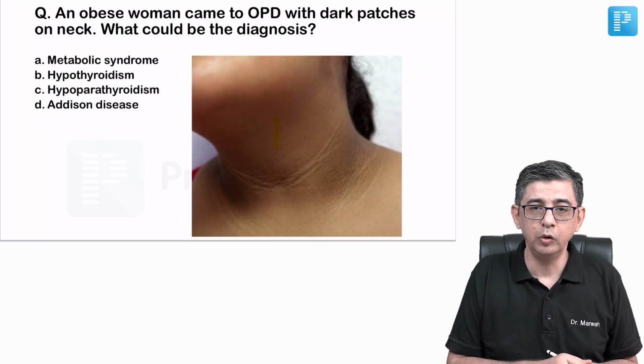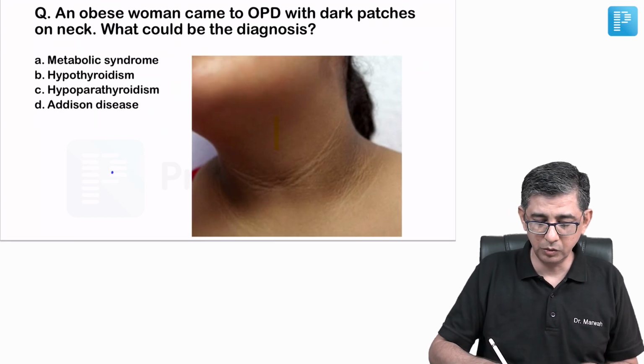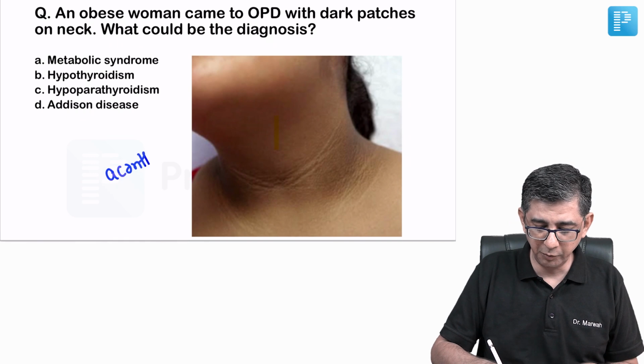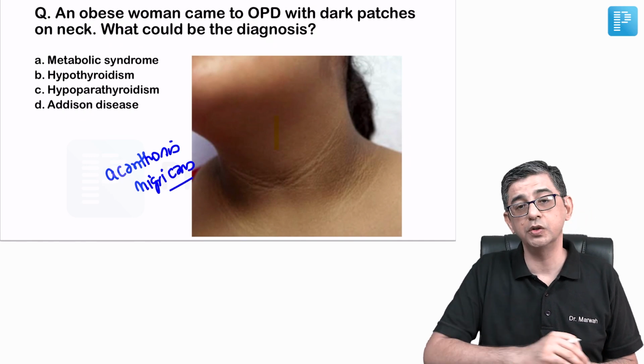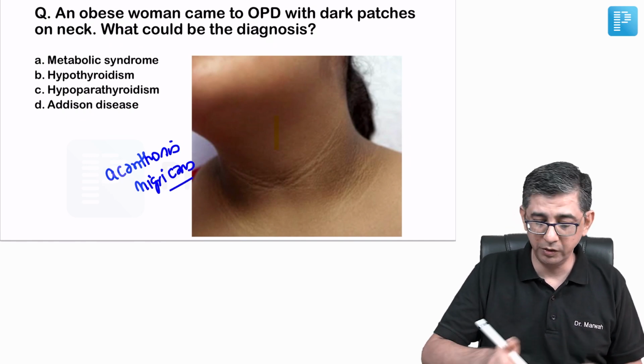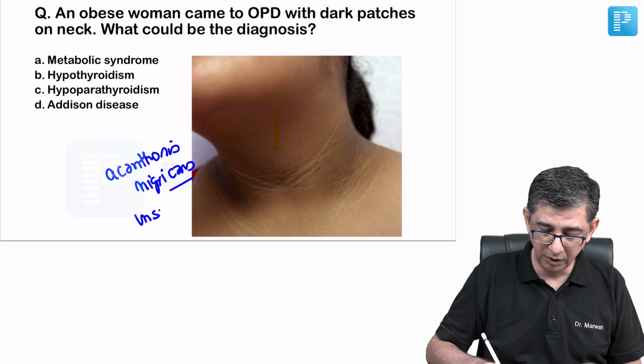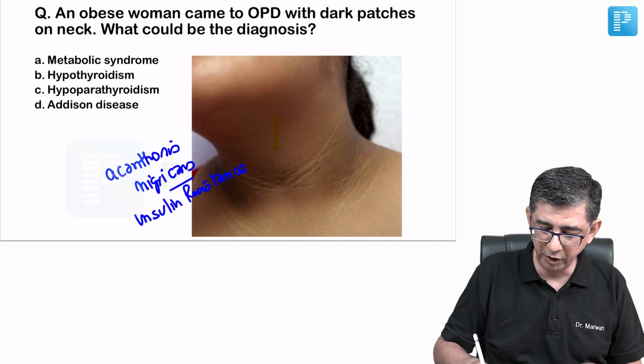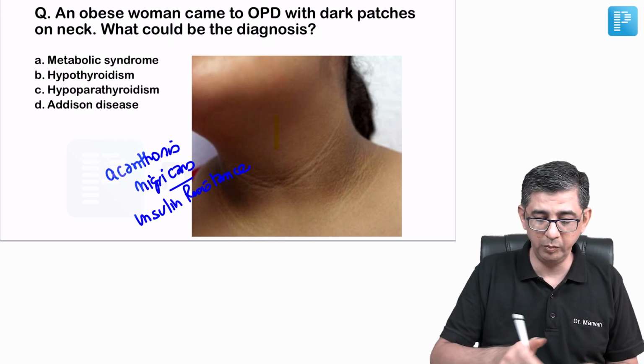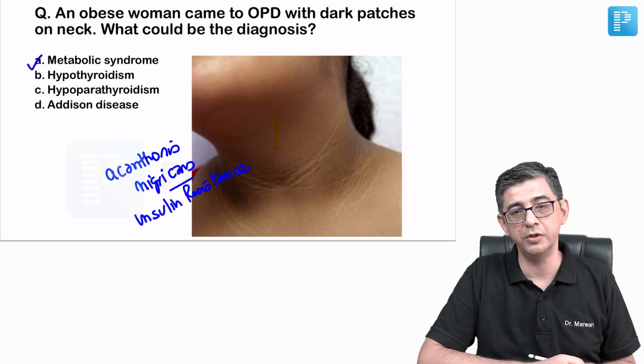Obese woman came to the OPD with dark patches on the neck. So our clinical diagnosis of this hyperpigmentation is acanthosis nigricans, and this would be seen in a patient who is going to have insulin resistance. And insulin resistance, or impaired glucose tolerance, is what you can get even with metabolic syndrome, considering the options given here.